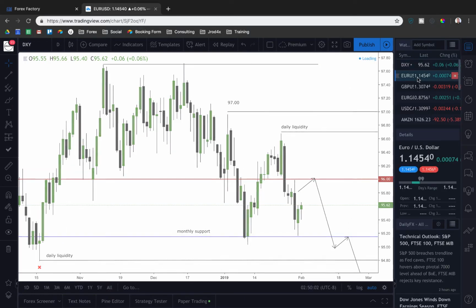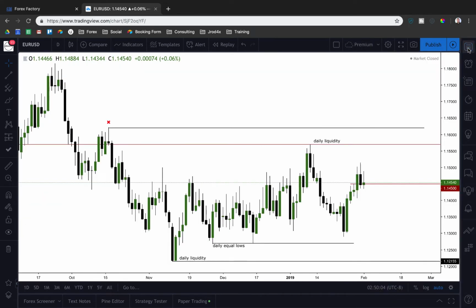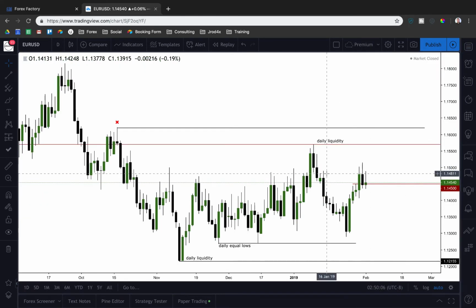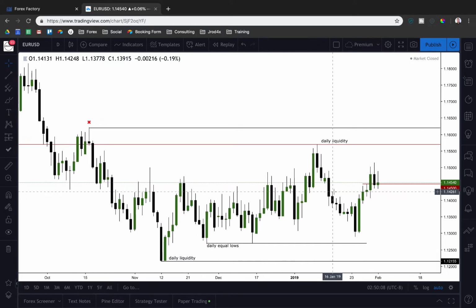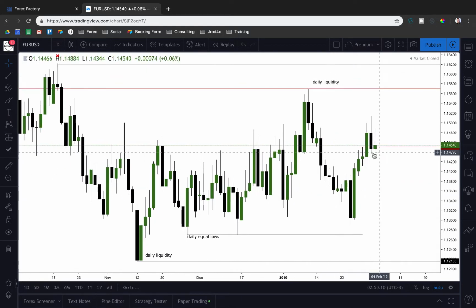So if we jump into euro dollar now, last week in the weekly technicals we mentioned that we do want to see this potentially trade back down into that 14 big figure. Well, we actually saw the market go a little bit lower than that. We've seen 1.1390 as a low, so about 10 pips lower, so that's expected, nothing really out of the ordinary there.